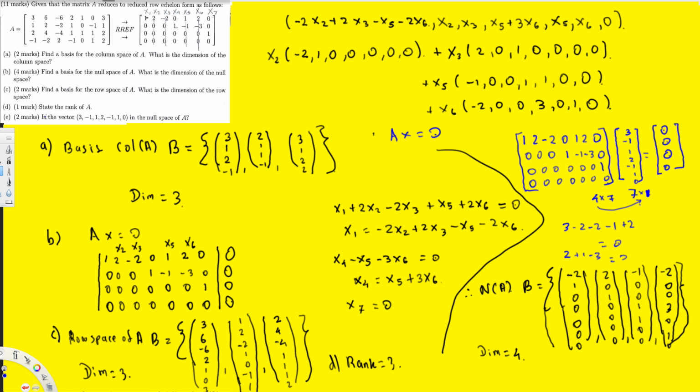Therefore we can say this vector is in the null space of A. So this is the final answer, and that's how we do this question.